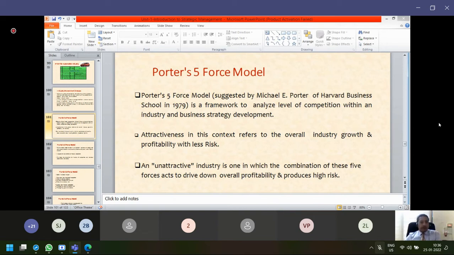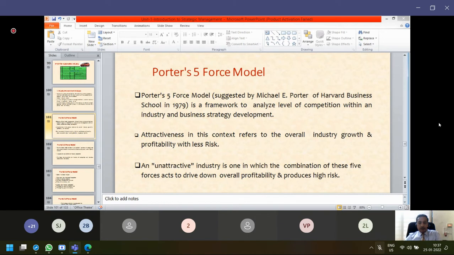This Porter's 5 forces model was suggested by Michael E. Porter of Harvard Business School in 1979. This is a framework to analyze the level of competition within an industry and for business strategy development. This model is very important for understanding the level of competition within an industry, what type of competition is prevailing in that particular industry, and then to formulate strategy.